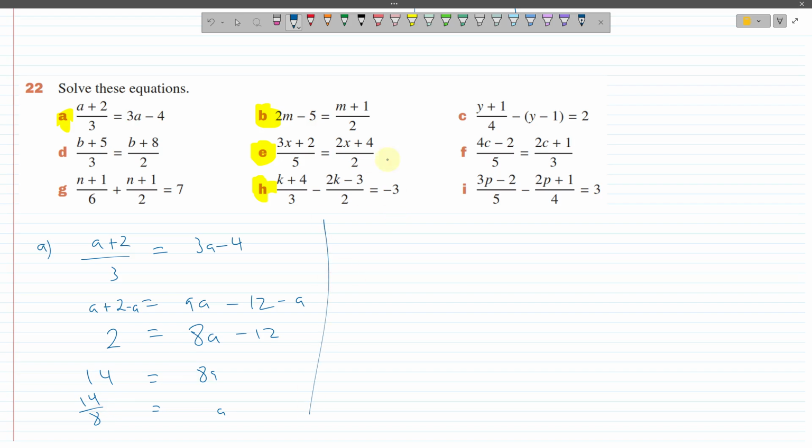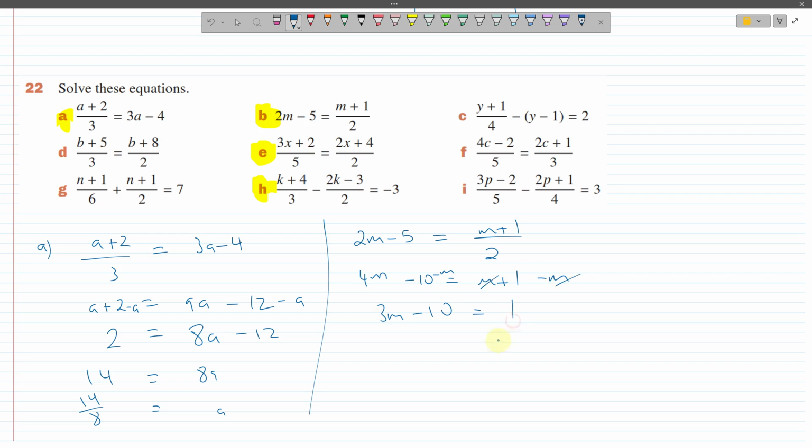Okay, looking at the next one. It's very similar. I'll do it. 2m minus 5 is equal to m plus 1 all on 2. I see a fraction. Multiply every term on both sides by 2. 2m times 2, 4m. Negative 5 times 2, negative 10 is equal to m plus 1. I see variables on both sides. Let's get them on one side. Let's do minus m here, and we're putting a minus m there as well. 4m minus m, 3m. Minus 10 is equal to m.